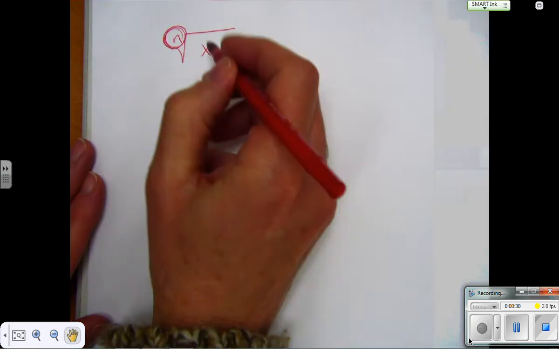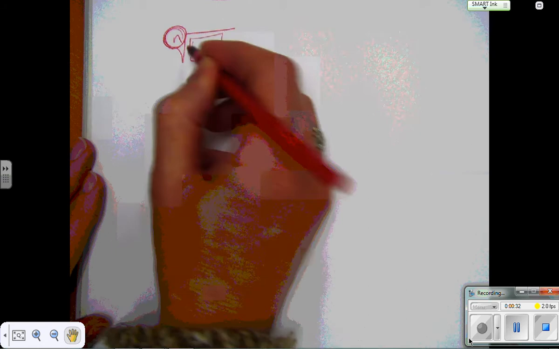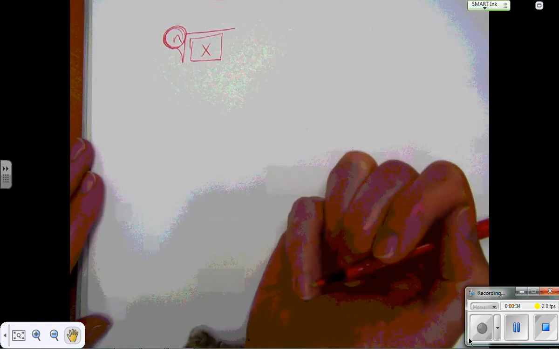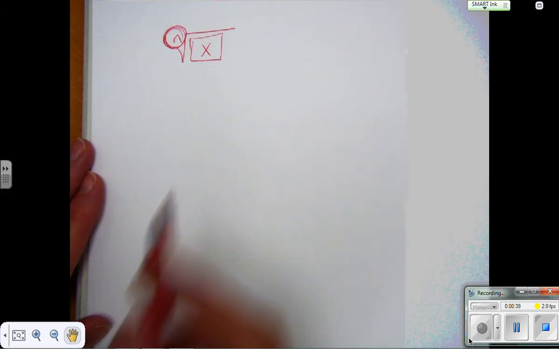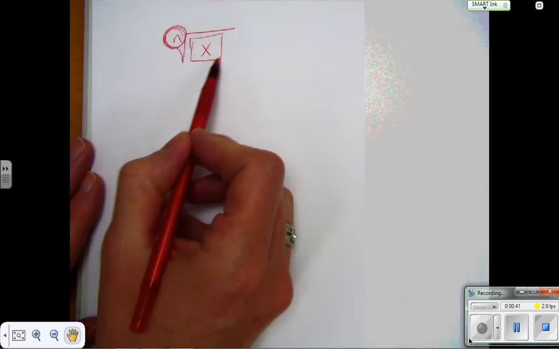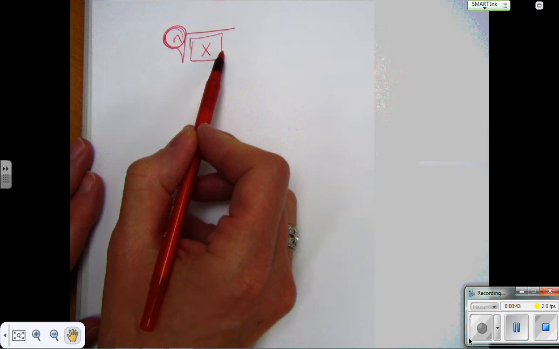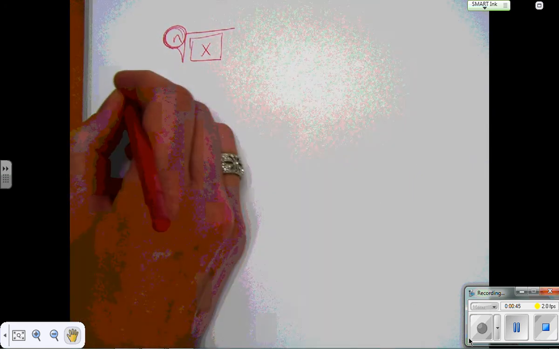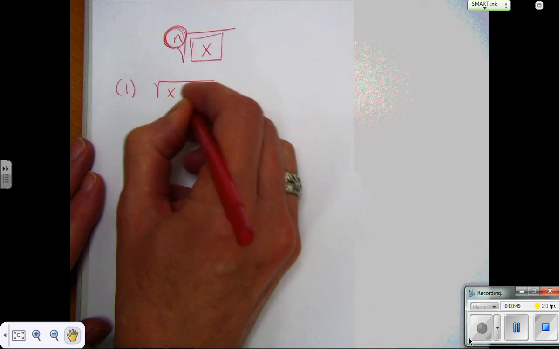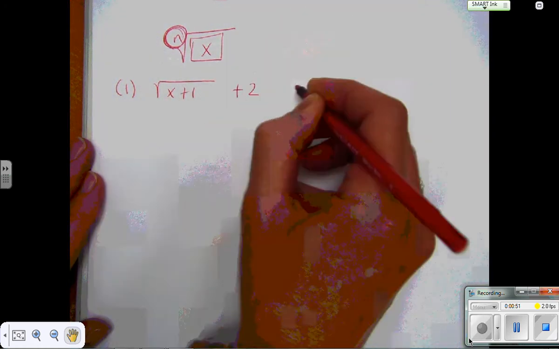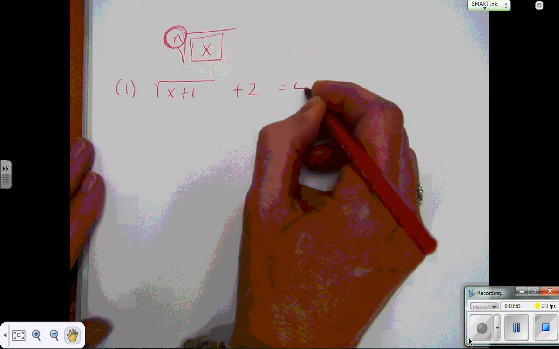Okay, so this x inside the radical is called, you guys remember? The radicand. That's right. So when I'm saying it's the radicand, it's all the stuff inside the root. So let's look at number 1. Have the square root of x plus 1, and then plus 2 is outside the root, equals 4. And I'm going to solve for x.